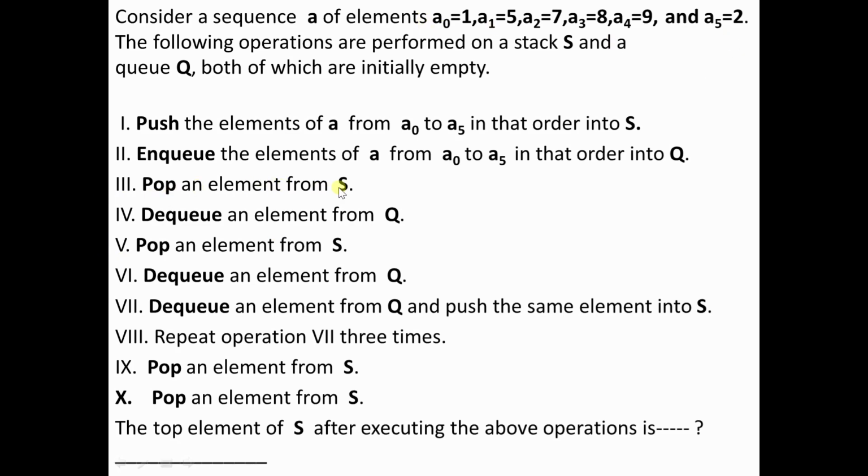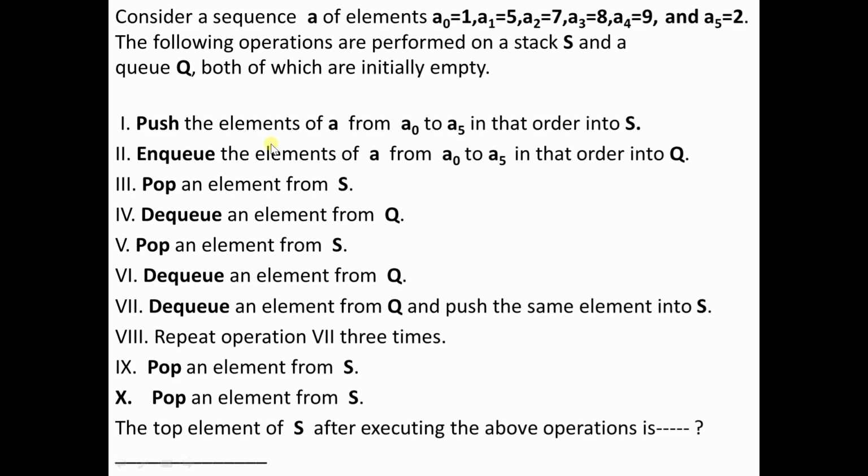Now pop an element from S, that is, deleting the element from S. Dequeue an element from Q, pop an element from S, dequeue an element from Q, again dequeue an element from Q and push that element into S. Repeat this step 3 times. Then pop an element from S, pop an element from S, and find the top element of S. After executing all these operations, you have to find it. So this is also an easy question if we do it step by step.